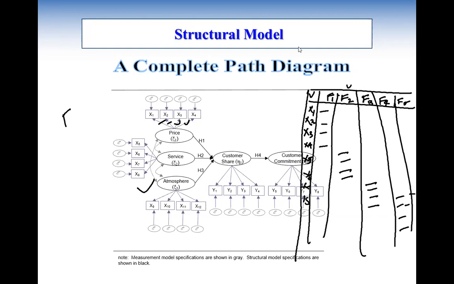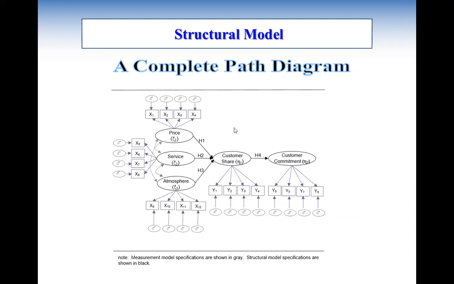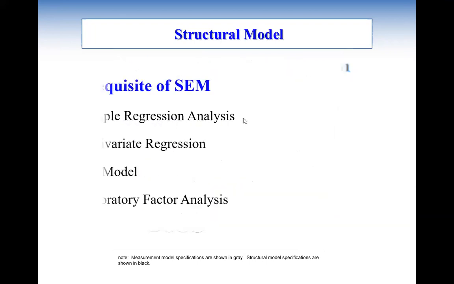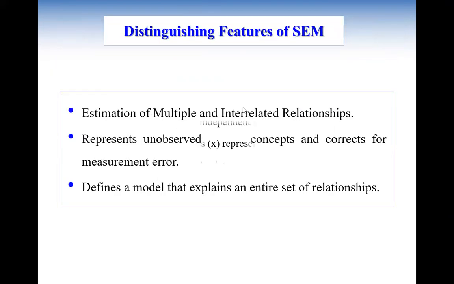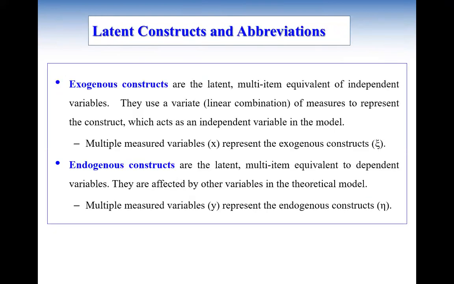So we can draw this in a path diagram. There are 2 types of constructs. One is the exogenous construct. It is an extension of multiple regression, and you can see the path diagram. Take a minute.